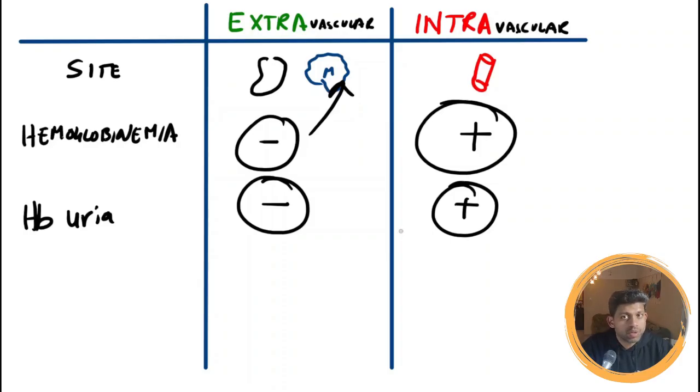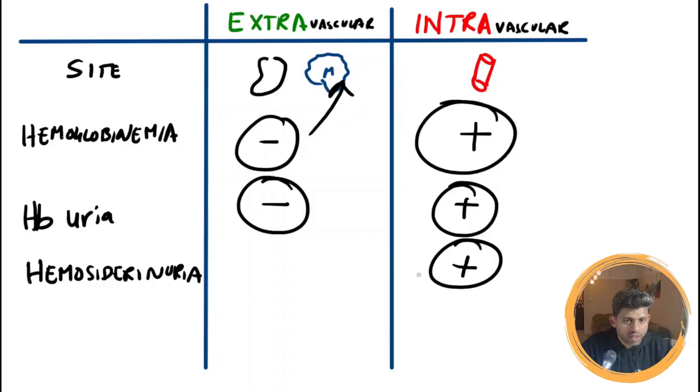So hemoglobinuria occurs. Hemosiderinuria. This hemoglobin in the urine in intravascular hemolysis will be reabsorbed and iron will get deposited in the kidney in the form of hemosiderin, which again gets released into the urine, causing hemosiderinuria. This does not occur in extravascular hemolysis.